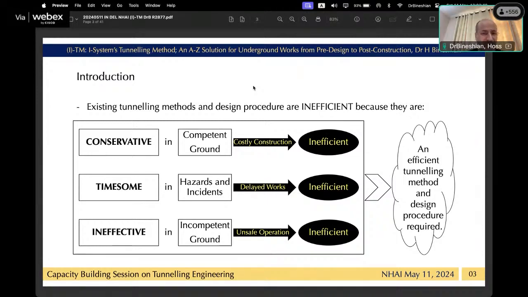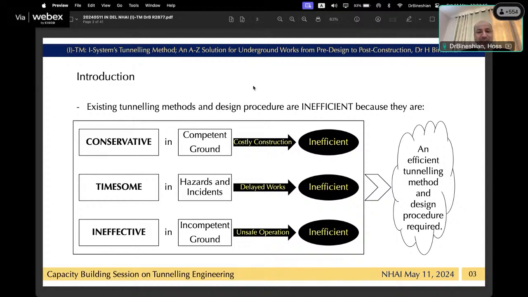Existing tunneling methods and design procedures that we are employing in our tunnels are inefficient because they are conservative in competent rock. Competent rock is a good rock. For example, in RMR, you saw that it was classified from very good to very poor. Competent ground is a good rock, a very good rock, fair rock. Unfortunately, the tunneling methods and design procedures are conservative when the ground is good, and therefore the construction is costly. And finally, the outcome is inefficient.